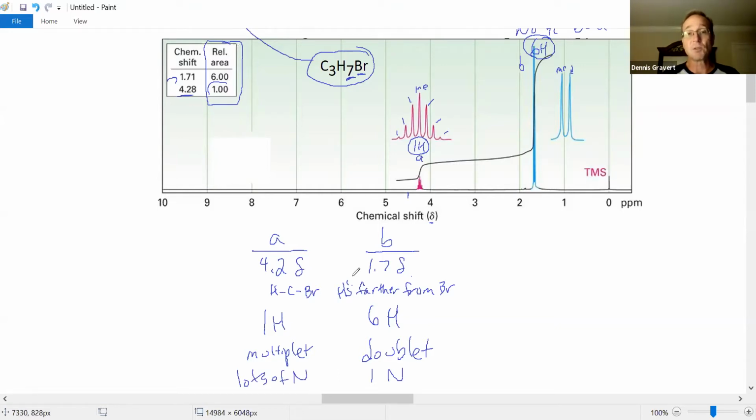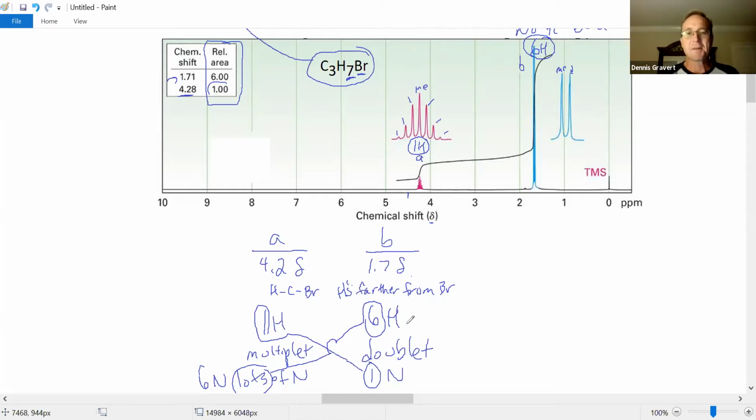And then here's something cool to do. After you get the integration value, 1 and 6, after you get the number of neighbors, lots and 1, see if you can crisscross. Yeah, there's a match. Lots matches this. This is actually 6 neighbors, right? We can trust the peaks. Yeah, this one hydrogen has 6 neighbors, and there they are. These 6 hydrogens have 1 neighbor, and there he or she is.